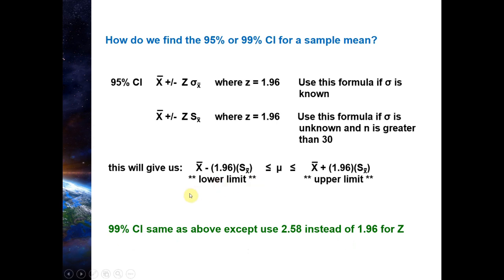Now, if you were calculating the 99% confidence interval, the only thing that changes is the z-score. So if you want the middle 99% of the curve, you don't use 1.96, you use 2.58. Okay, so you just put 2.58 here, and the rest of the calculation is the same.